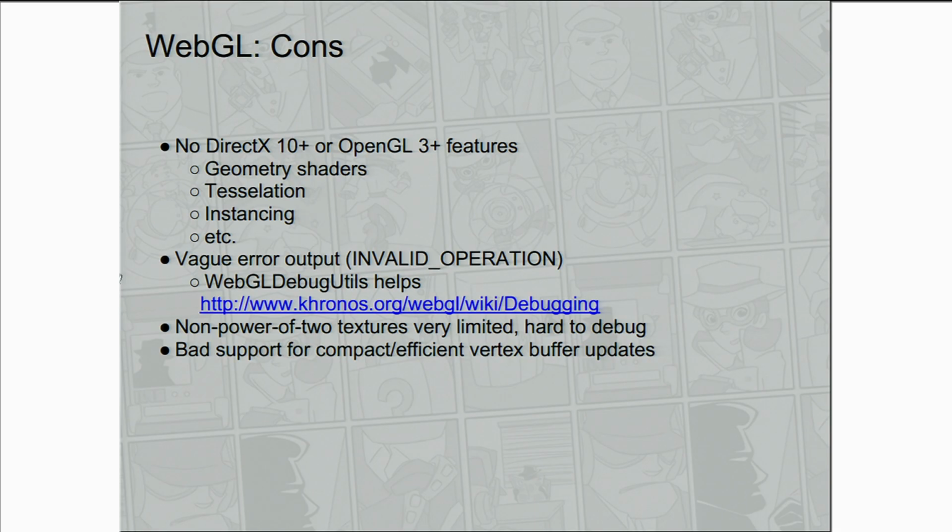However, you won't get the same kind of more modern features in WebGL as you would expect from something like DirectX 10. Things like geometry shaders and instancing aren't available in WebGL just yet. There's also the standard problem of vague error output with OpenGL. OpenGL will basically tell you something went wrong this frame, and it's up to you to figure out what that was. There's WebGL debug utils, as they also mentioned earlier, that will basically tell you where something went wrong, and then you can pinpoint exactly how to fix it.